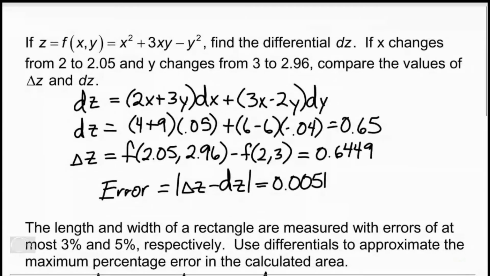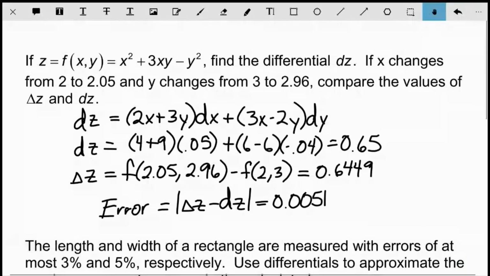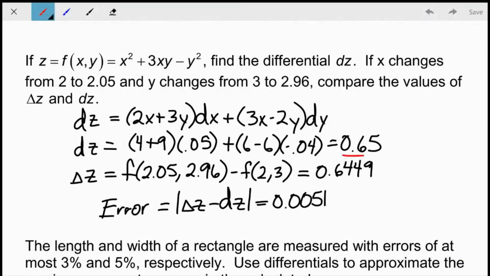Okay, so here's what you should have come up with. My dz, or my approximated change in z, is my x partial times the change in x plus my y partial times the change in y. Then we just plug the values in, and you can see here that we get a value of about 0.65. And then I'm going to find the actual change in z. And you can see now these are pretty close together.